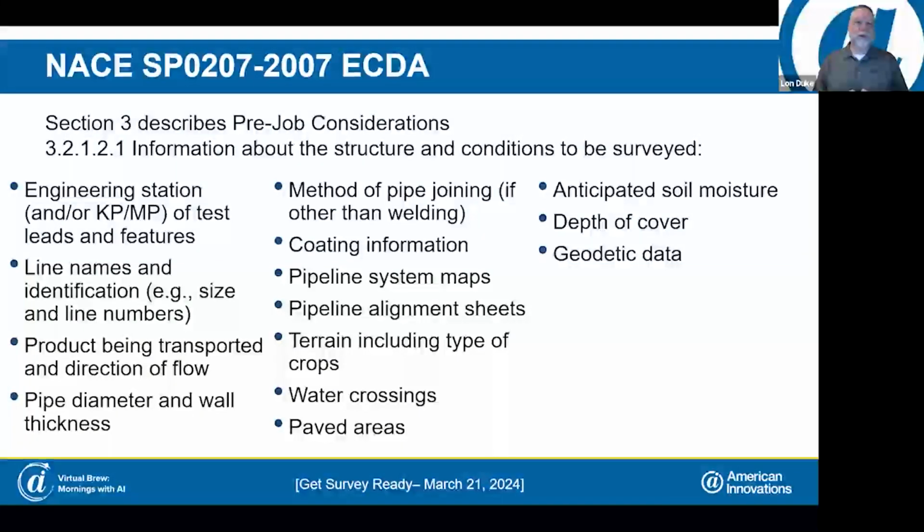What's the pipe diameter, wall thickness, any type of crossings, paved areas, what's your depth of cover, coating information. If you have any pipeline maps, that's really helpful to see, okay, are there PIs in this pipe, or does this thing float over to the other side of the right of way? Any type of historical data is nice to have with any of this.